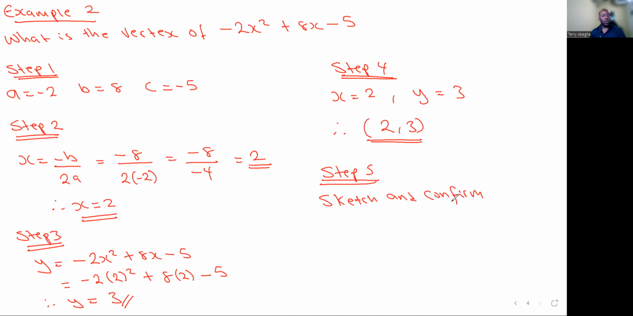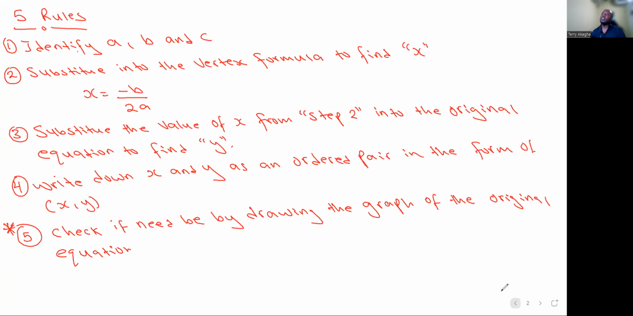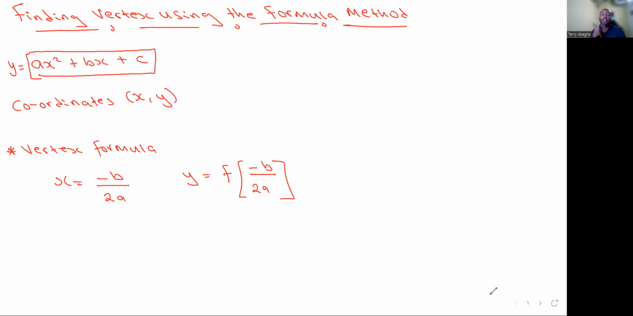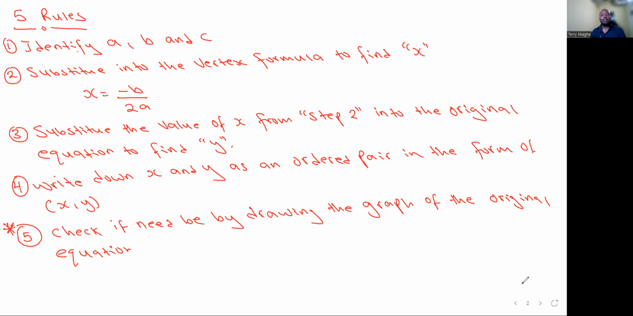All right. So that is how you use the formula method to find the vertex. You just basically know the formula. You find the value for x, which is minus b over 2a. You substitute it into the original equation to get y. Then when you're done with that, you write it in x and y form. So basically following the 5 steps, the 5 rules.